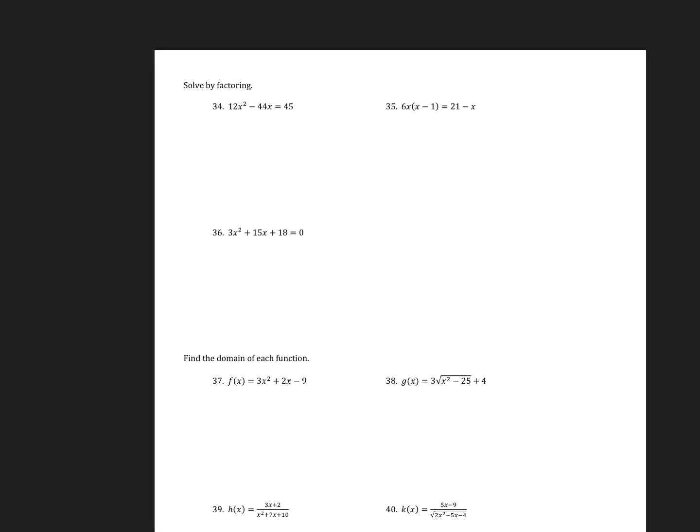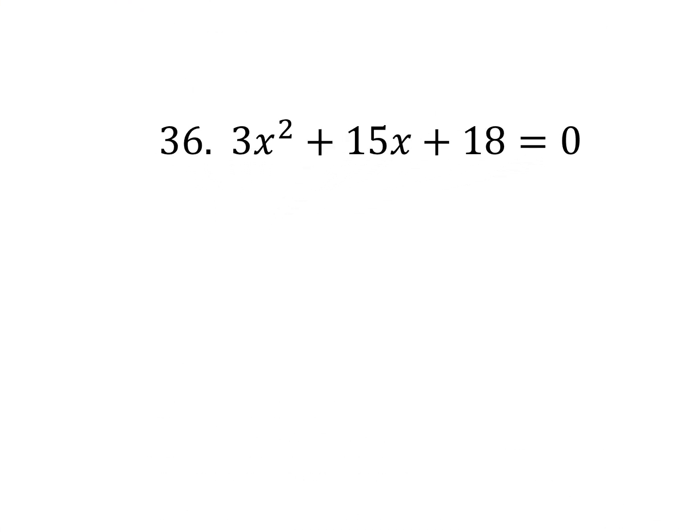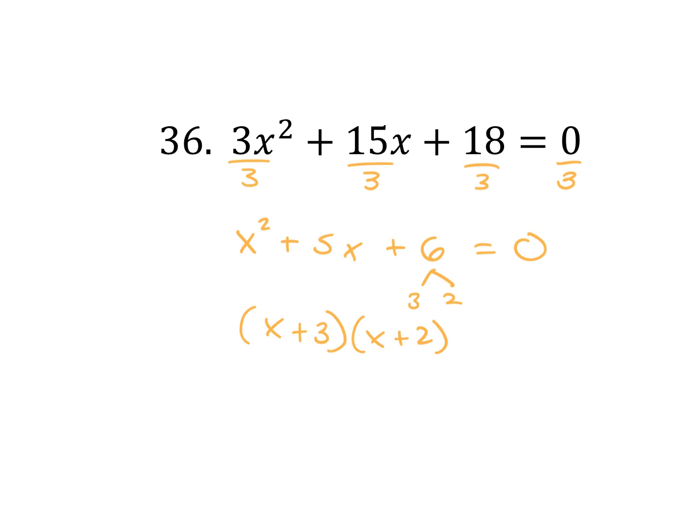All right, next, we want to solve by factoring. Let's look at 36. What should I do first for 36? Take out the GCF. If we didn't have a GCF, we'd have to multiply the first times last. So x squared plus 5x plus 6 is equal to 0. What are two factors of 6 that add to 5? 2 and 3. So x plus 3 and x plus 2. So what does x equal? Negative 2 and negative 3.